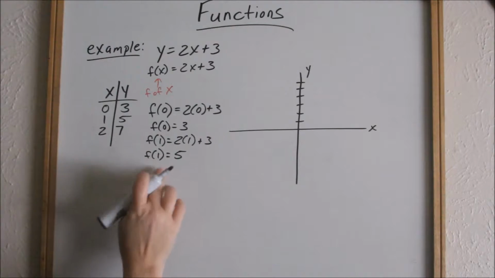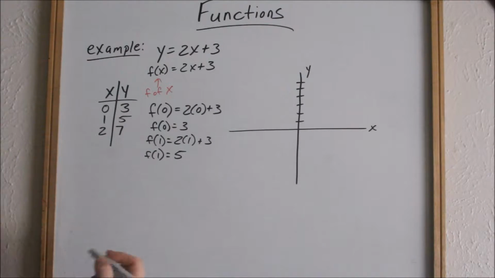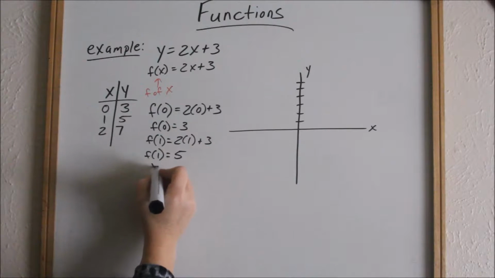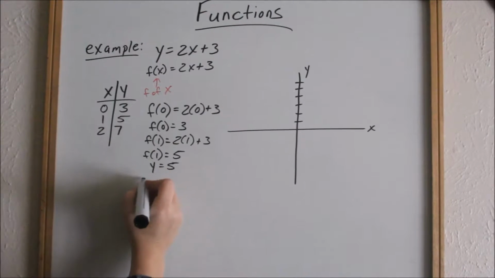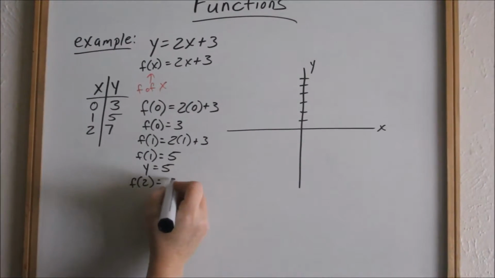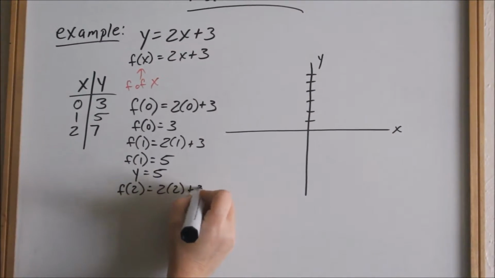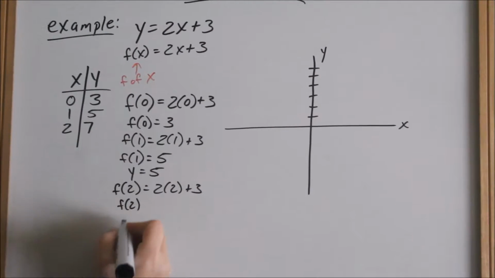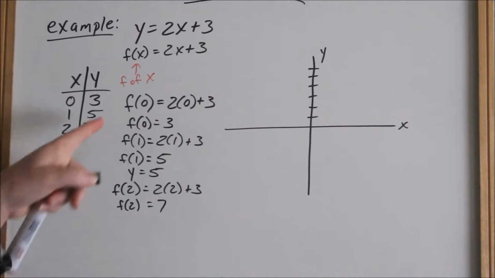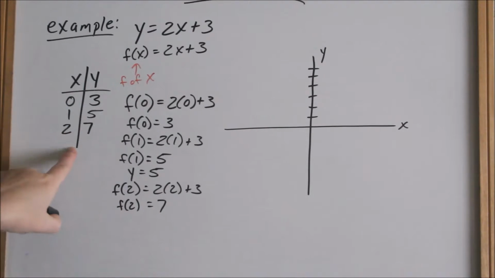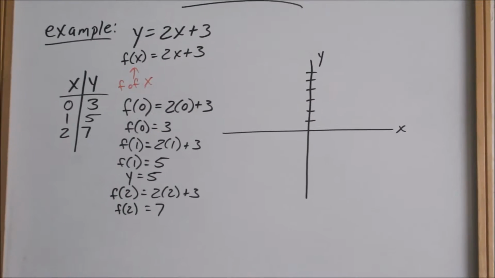Because remember, this whole notation can just be replaced for y. It's the same thing as saying y equals 5. F of 1 equals 5. Same with f of 2 equals 2 times 2 plus 3. F of 2, or if I want to say it y, equals 7. It's just a different way of doing the same thing we're doing up here. Okay? On a graph, how do you know?